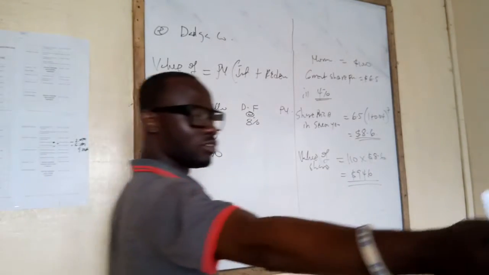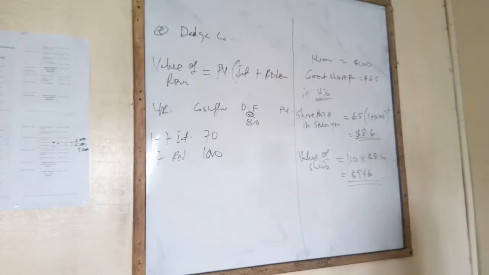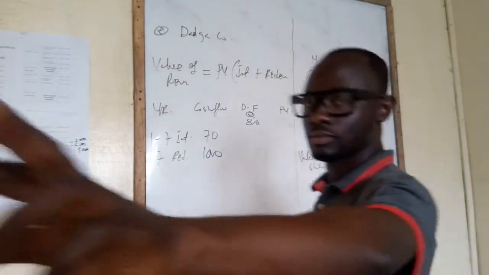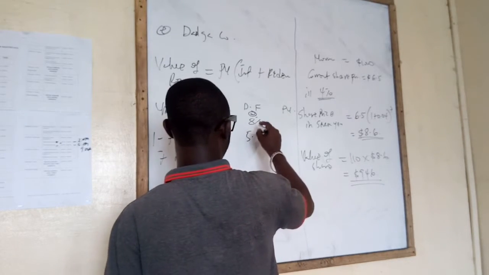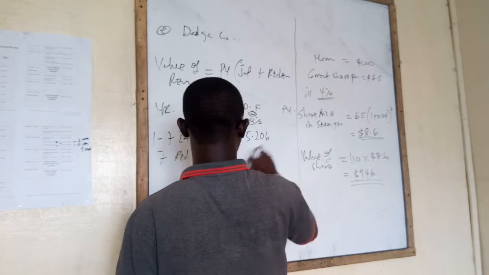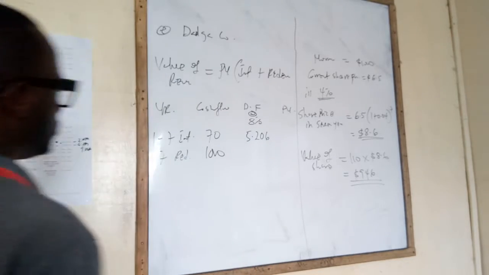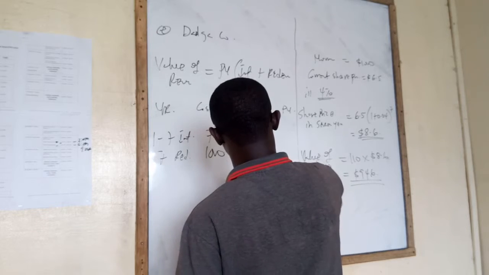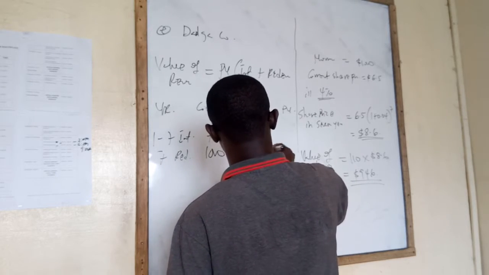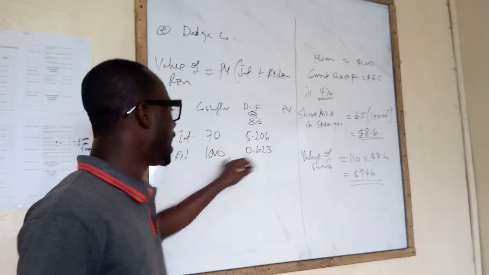Annuity, 5.206. Present value, 0.62. So let's multiply: 70 by that, 1,000 by that.